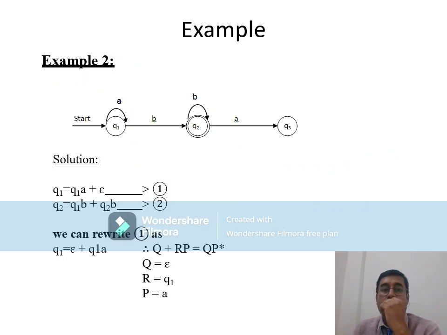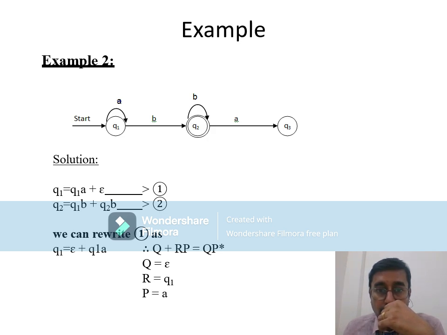Next, let us see another example. So example 2. Over here we have three states, q1, q2 and q3. Over here q2 is my final state. So how am I going to write my expression? If I take q1, q1 has self loop a, so q1 a plus epsilon. Since q1 is my starting state, by default I have to write epsilon over here.